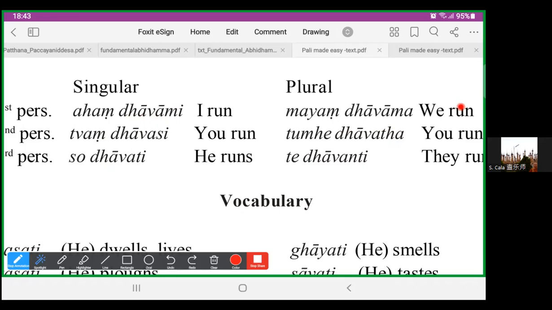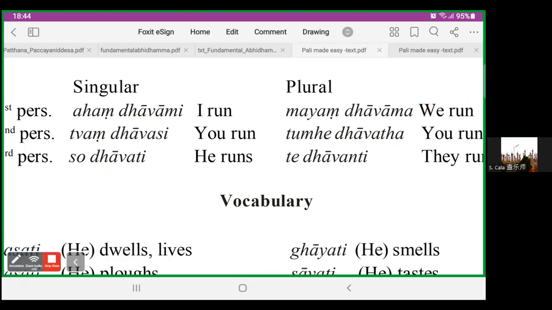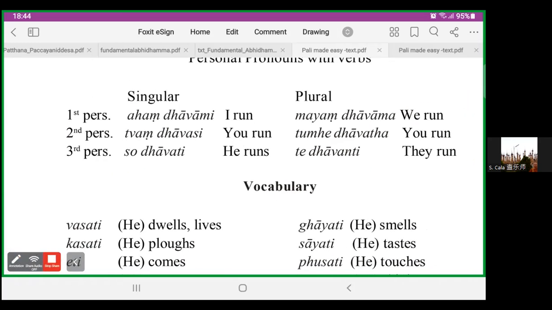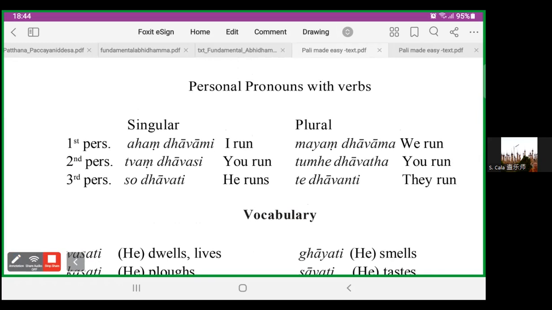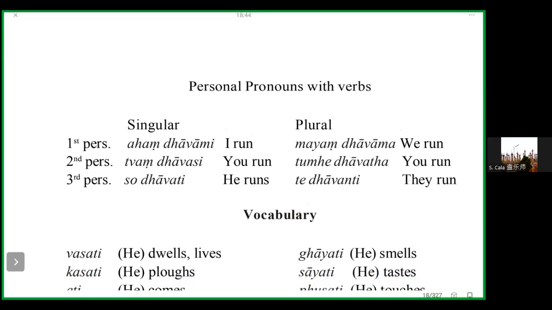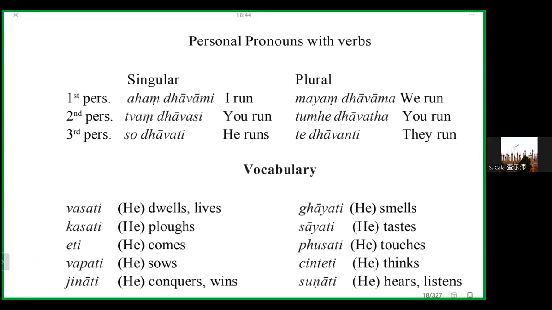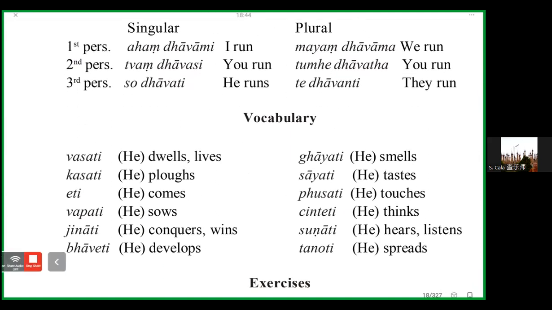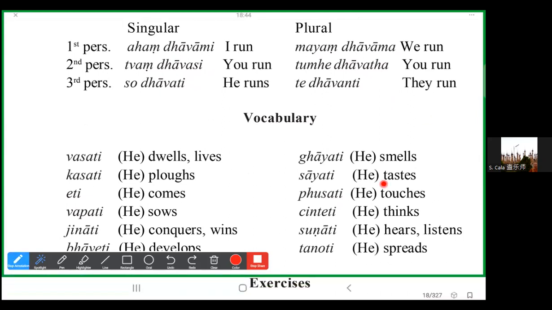So I think everybody so far should be able to follow this, it's so simple. What we do is put the personal pronoun, so, te, tuam, tumhe, aham, mayam, with the verb, here dawami. All right. Now the next one, we can see the vocabulary. When you learn this book, it's good because you pick out a lot of vocabulary.